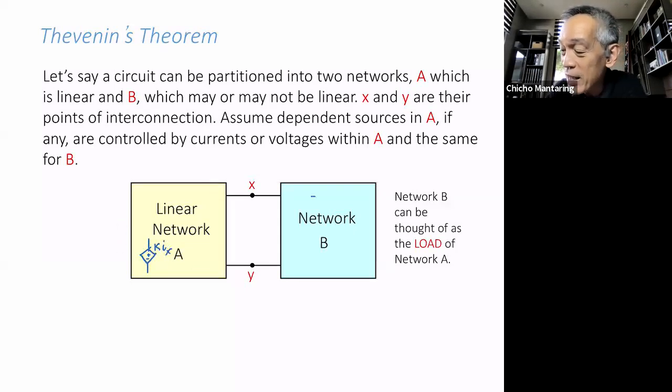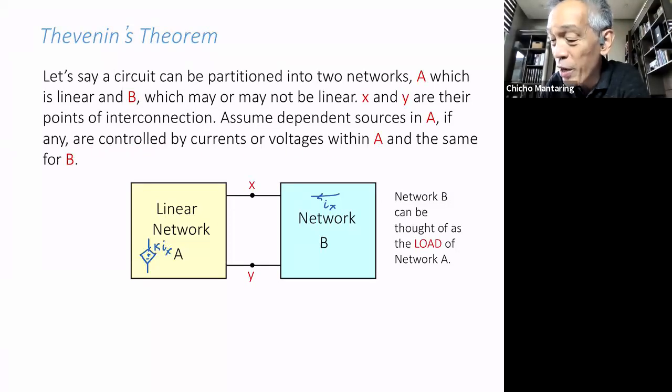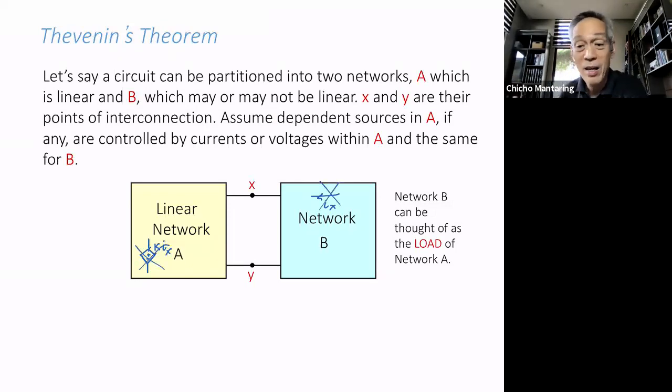Hindi pwedeng yung IX nandito. Yun ang ibig sabihin nitong statement na to, no? That dependent sources in A, if any, are controlled by currents or voltages within A. Ito, bawal to. Bawal yan. No? So the dependent sources in A, dapat voltages or currents within A. Ganun din dito. Dependent sources in B, controlled by currents and voltages within B.